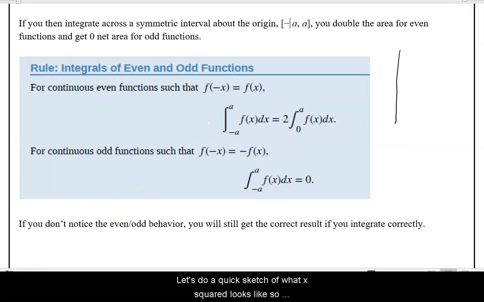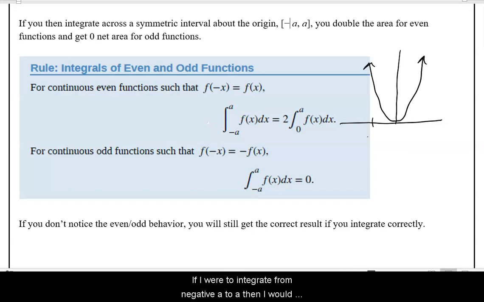Let's do a quick sketch of what x squared looks like so we can understand why we get double the area. If I were to integrate from negative a to a, then I would be getting this area here, which is the same amount of area as that area there, which means that I get double the area from 0 to a. This can simplify the formula for finding the definite integral, since it is the presence of negative values in the limits of integration that cause the most common mistakes.